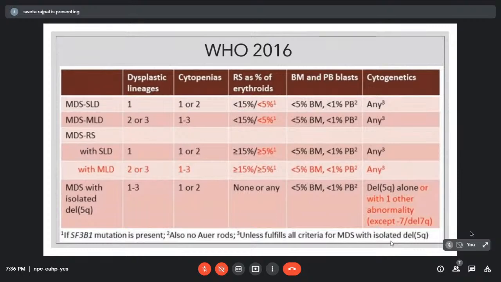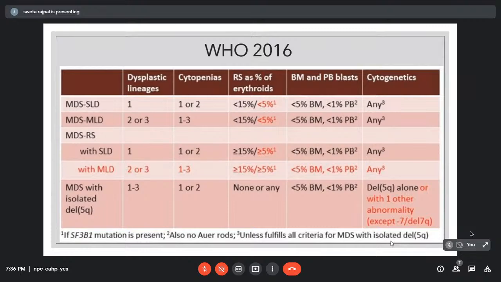And the first category is the MDS with single lineage dysplasia, where we can see dysplasia in only one of the series, and cytopenia can be present in 1 or 2 series at maximum. The ring sideroblasts will be less than 15%, the bone marrow blast will be less than 5%, and the peripheral blood blast will be less than 1%. Cytogenetics they might or might not have, but if they have other features, we can still diagnose MDS with single lineage dysplasia.